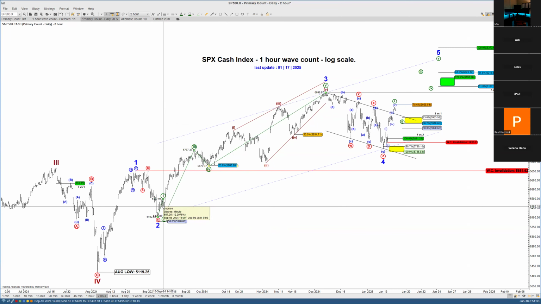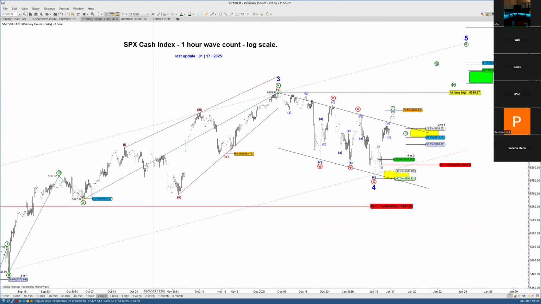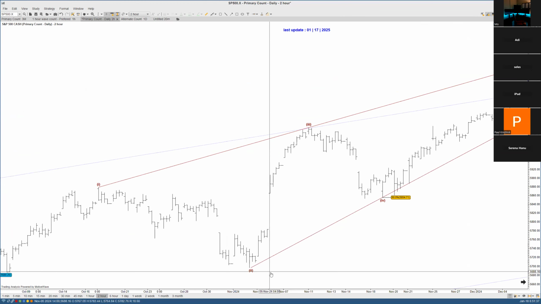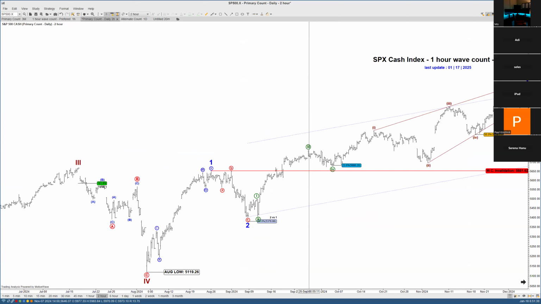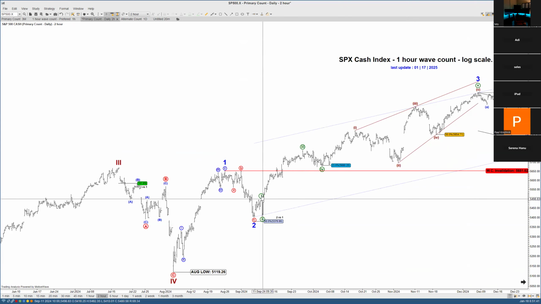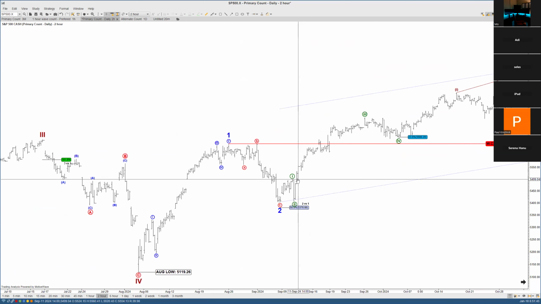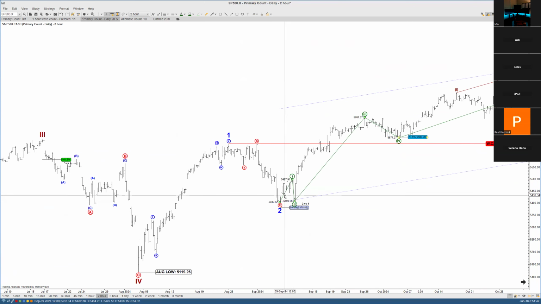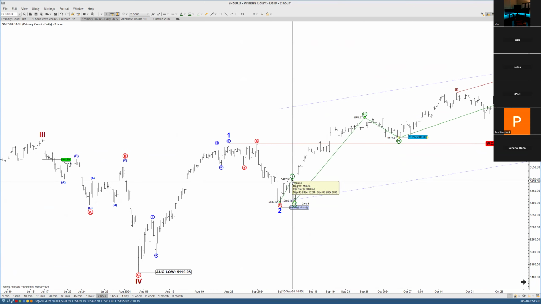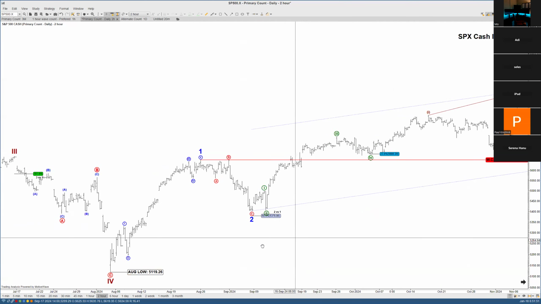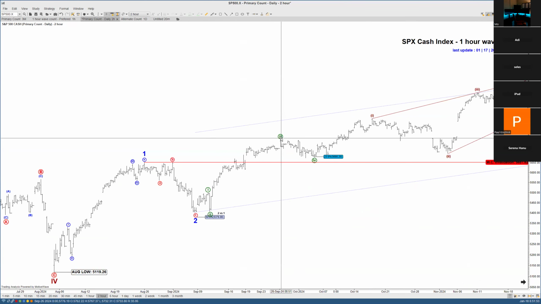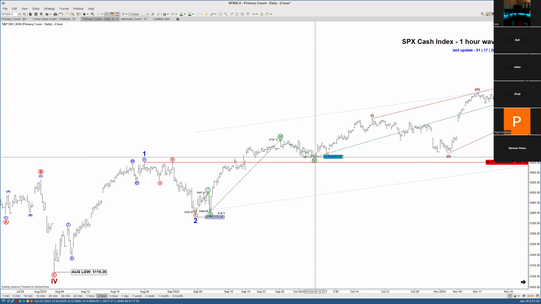You have a diagonal. I have to make it, see, because if I shrink that chart, it's gonna look a little small. If somebody wants to look at it bigger, I can always expand the chart. So you can count this thing as a diagonal down in two. Here's your wave three. There's your wave four.